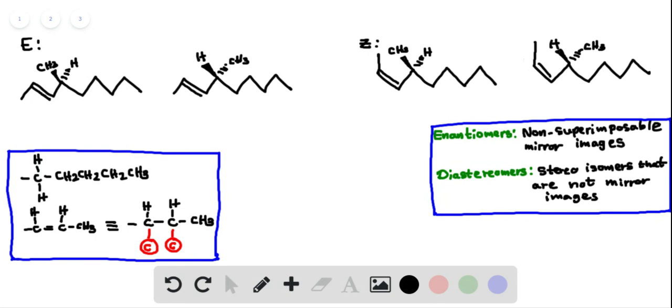Okay, let's assign the R and S configuration. Do you remember how to assign R and S? When we assign the R and S configuration, we have to assign the priorities to each group. All of you know hydrogen has the lowest atomic weight, so it has the lowest priority. So here the priority of the hydrogen atom is 4. Now let's assign the priorities to the other three groups.